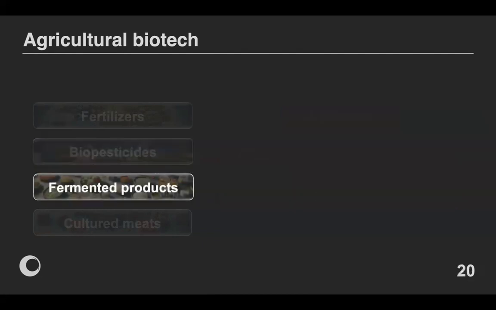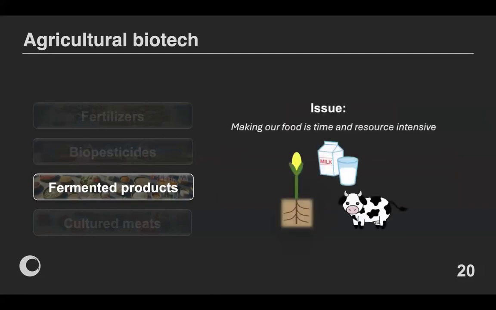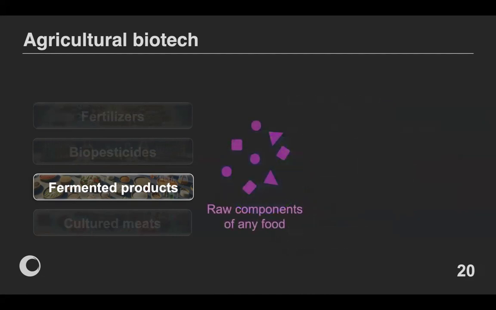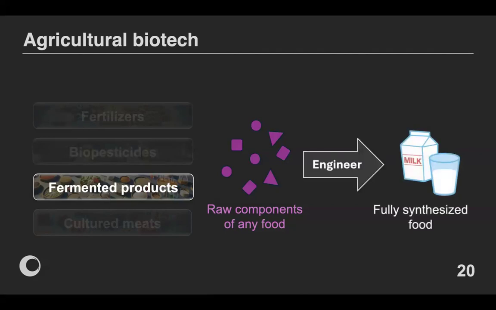And so a third up-and-coming industry within the biotech space is fermented products. The major motivation here is that making our food is very time and resource sensitive. Oftentimes we extract a lot from the environment, but we don't have any really good ways of replacing what we took. The idea is that if we can take the raw components of any food and engineer or combine them together to make the food that I'm looking at, you can make fully synthetic food, and we can make food much more quickly and efficiently.